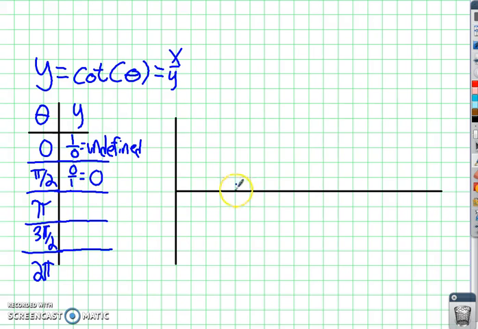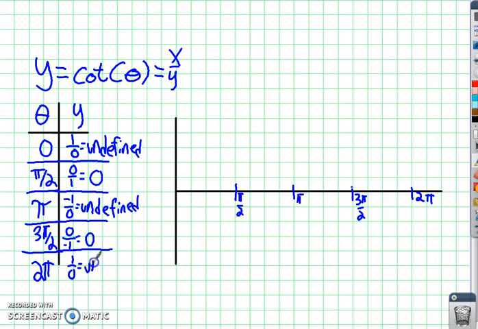So let's go ahead and get myself those values. Now, it's going to look a little different than what I had. So pi over 2 is 0. At pi, I have negative 1 over 0, which is undefined. At 3 pi over 2, I've got 0 over negative 1, which is 0. And at 2 pi, it's going to be the same as what happens at 0.